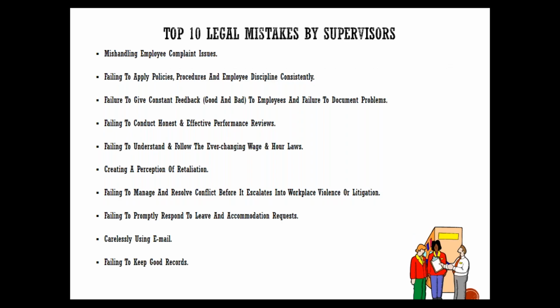I always start out with this slide, and this slide is nice to print out and hang up. It's the top 10 legal mistakes made by supervisors unintentionally, and this is where we always get tripped up on the Fair Labor Standards Act. One, mishandling employee complaint issues when people talk to you; failing to apply the policies and procedures; failure to give constant feedback. And the one that's really hard to keep up with, and why we're doing these webinars, is failing to understand the ever-changing wage and hour laws.